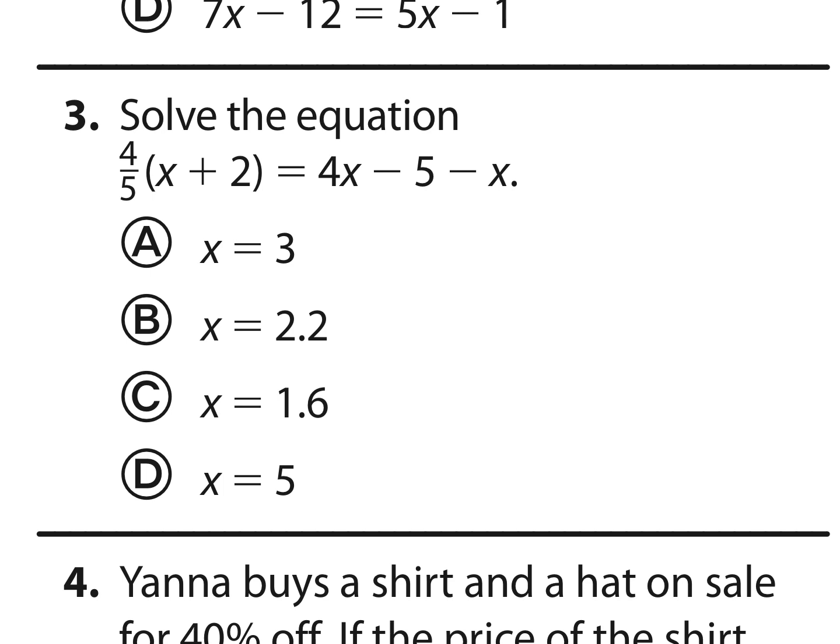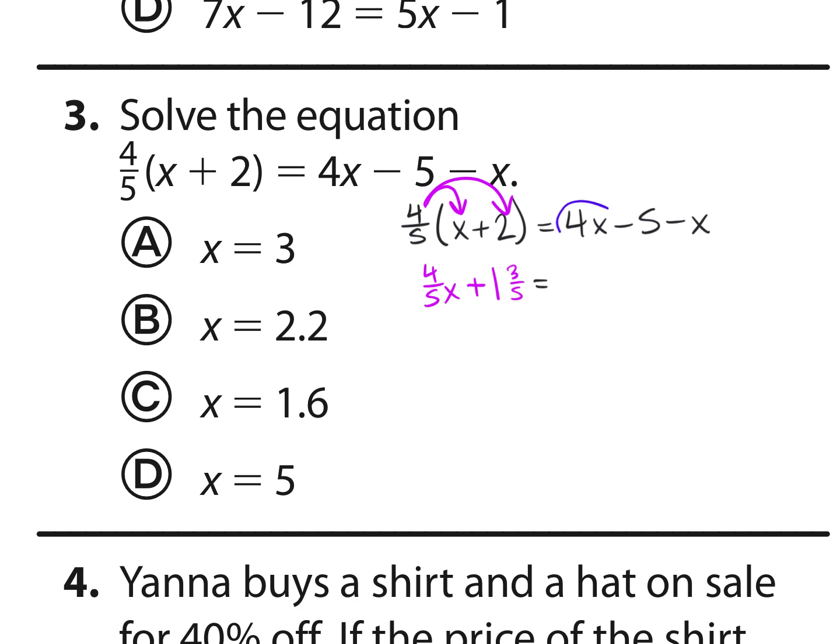On the left side, we can do distributive property. 4/5 times x is 4/5 x. 4/5 times 2 is 8/5, or you might use your calculator and get 1 3/5. On the right side, there's no distributive property, but there are like terms. 4x minus x, that we can combine to get 3x, and then we'll just bring down that minus 5.